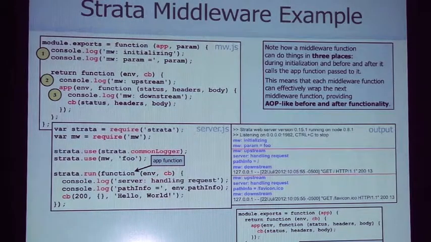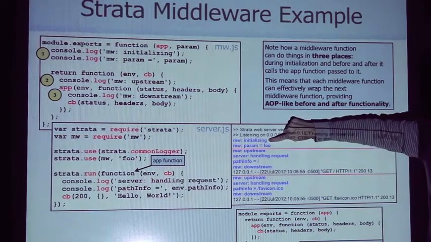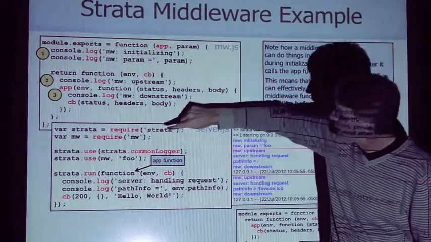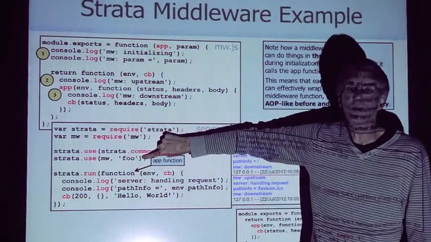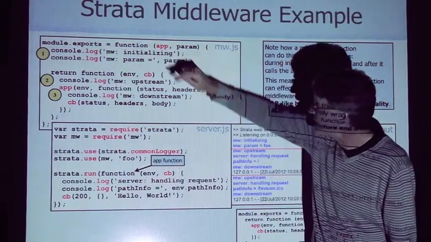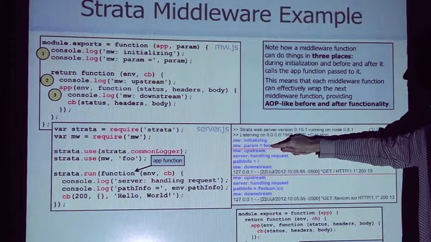So the first thing that happens is it says that my middleware is initializing. That's this line here, and it does that as soon as I say that I want to use that middleware. That's when it calls this and gets it initialized. And I also got that parameter foo passed.